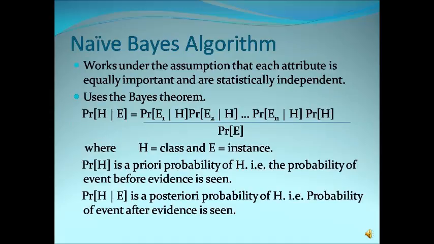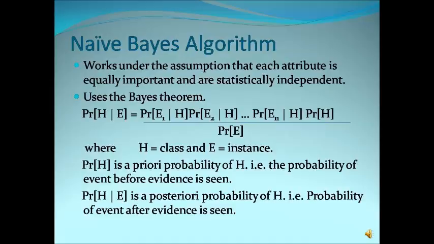Up next is the naive Bayes algorithm. The naive Bayes algorithm is a probability algorithm, and it works under the assumption that each attribute is equally important and statistically independent of each other. It uses the Bayes theorem. The Bayes theorem gives a formula for the probability of a hypothesis given evidence.